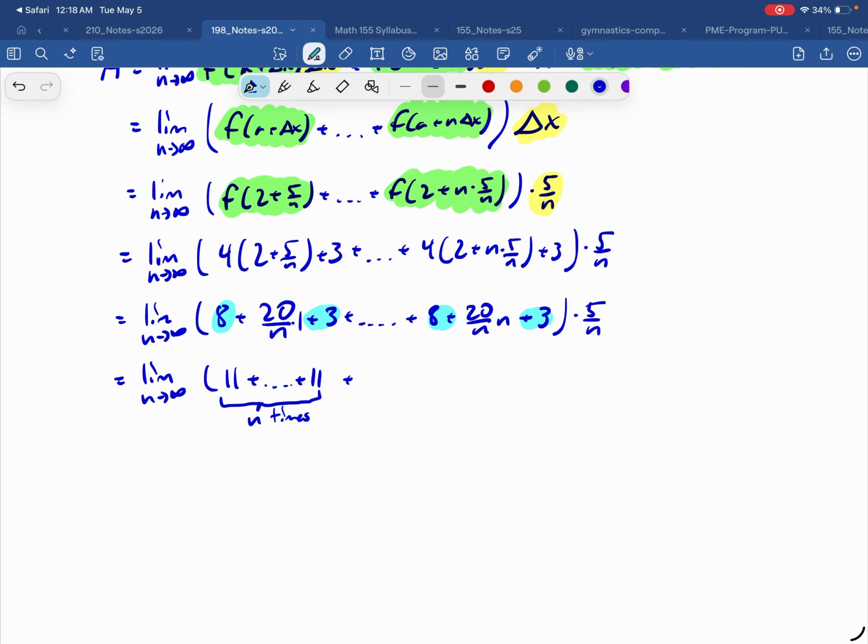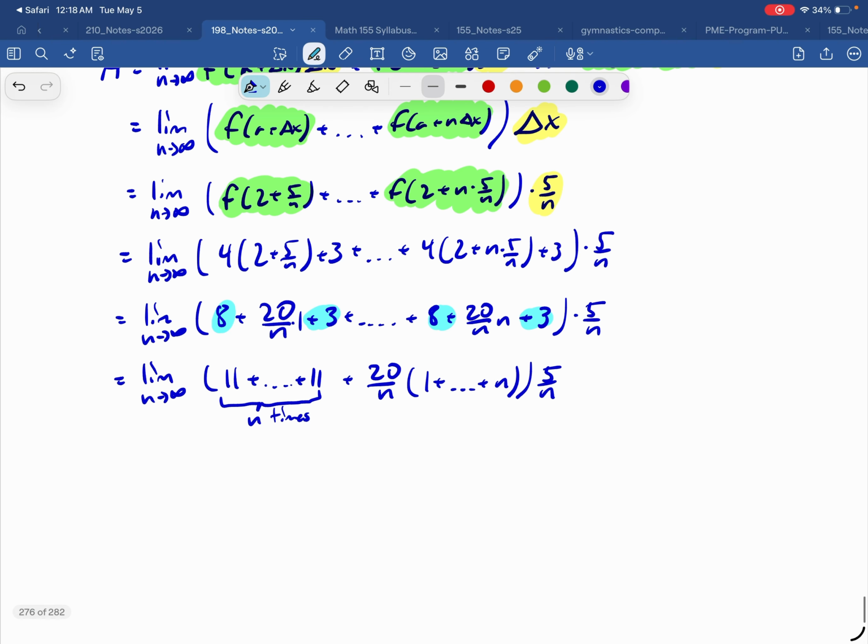Plus, and then it turns out with a little bit of simplification, we have 20 over n times 1 plus 2 plus blah, blah, blah, plus n. Okay, because 20 over n is being multiplied by 1, then it's being multiplied by 2, then by 3, all the way up through n. And then all of this is being multiplied by 5 over n.